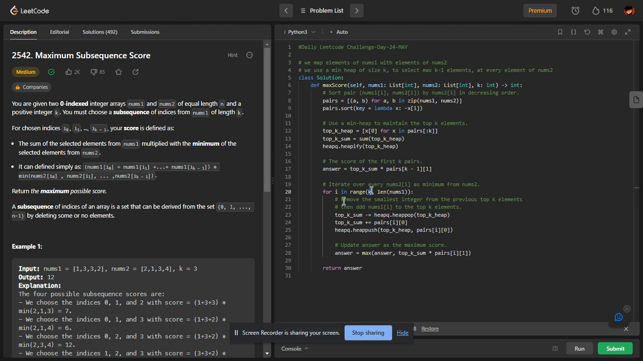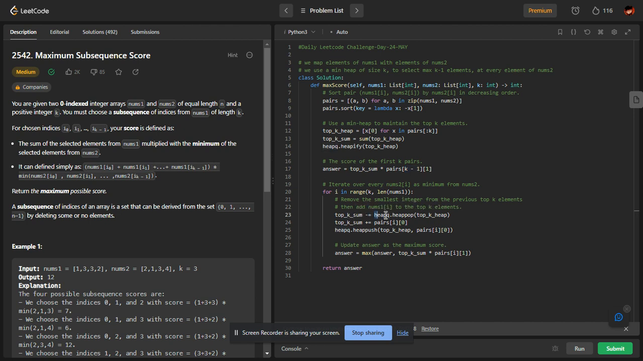What we are doing is we will remove the smallest element from the previous top k elements. In place of that we will add the element representing this minimum. For example, this becomes k in the next iteration, so the corresponding element in nums1 will now be included in my heap. That is the basic idea. And then add nums1 of i to the top k elements. This is what we're doing.